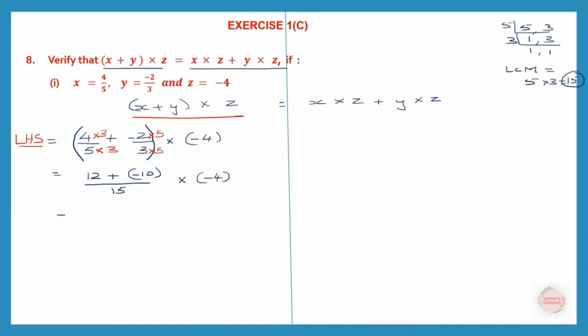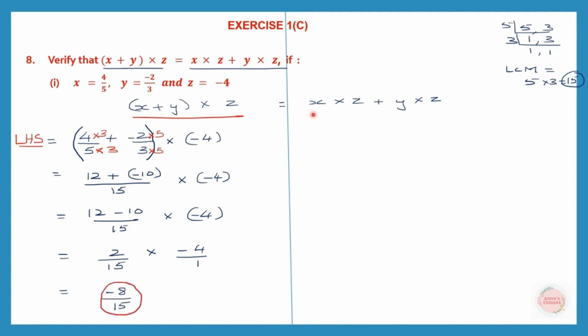So here what do we get? 12 minus 10 by 15 into minus 4. 12 minus 10 is 2, denominator is 15, into minus 4. Now minus 4, we can give it the denominator 1, there's nothing to be cancelled. So we multiply the numerators. Minus 4 into 2 is minus 8, and 15 into 1 is 15. So on the left hand side, we've got minus 8 by 15.